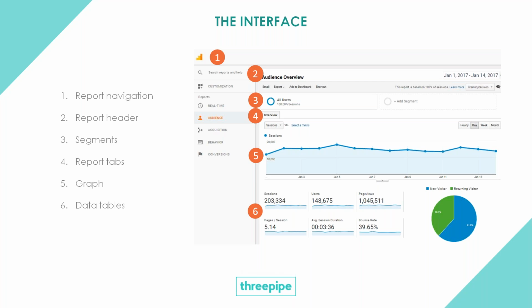Number three are segments that you can apply to any report to dig deeper into that report. Number four are report tabs. Depending on what view you're in within Google Analytics, you can filter out that information a lot more. Number five is a graph that shows you quite quickly if there are any trends within whatever you're looking at within the report. And underneath that, you have number six, which are the data tables. That's pretty much the raw data that you see within the charts.